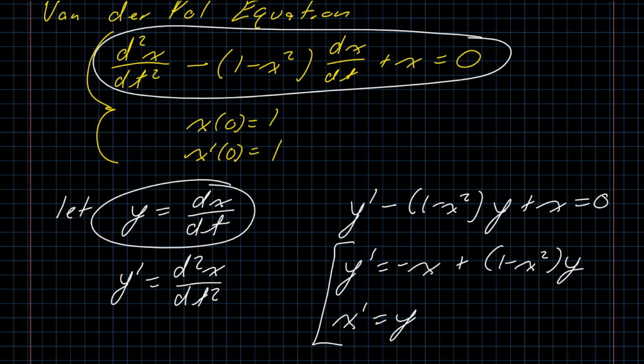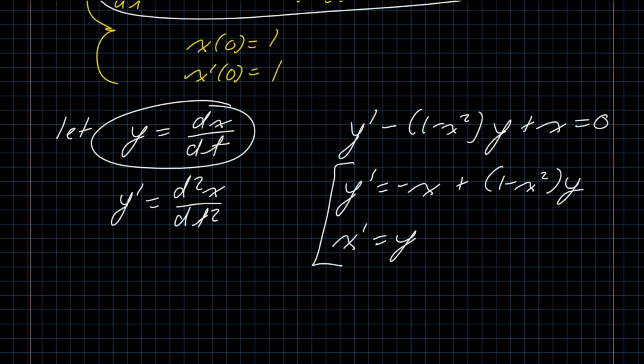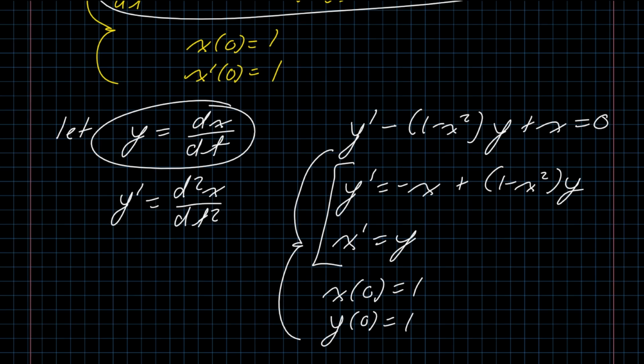And there we now have a system of two differential equations. Our initial condition, the first one, x of 0 is equal to 1. The second one, x prime is just y, so this is y of 0 equals 1. And that system of two first-order differential equations gives us our format that we can put into the numerical solver.